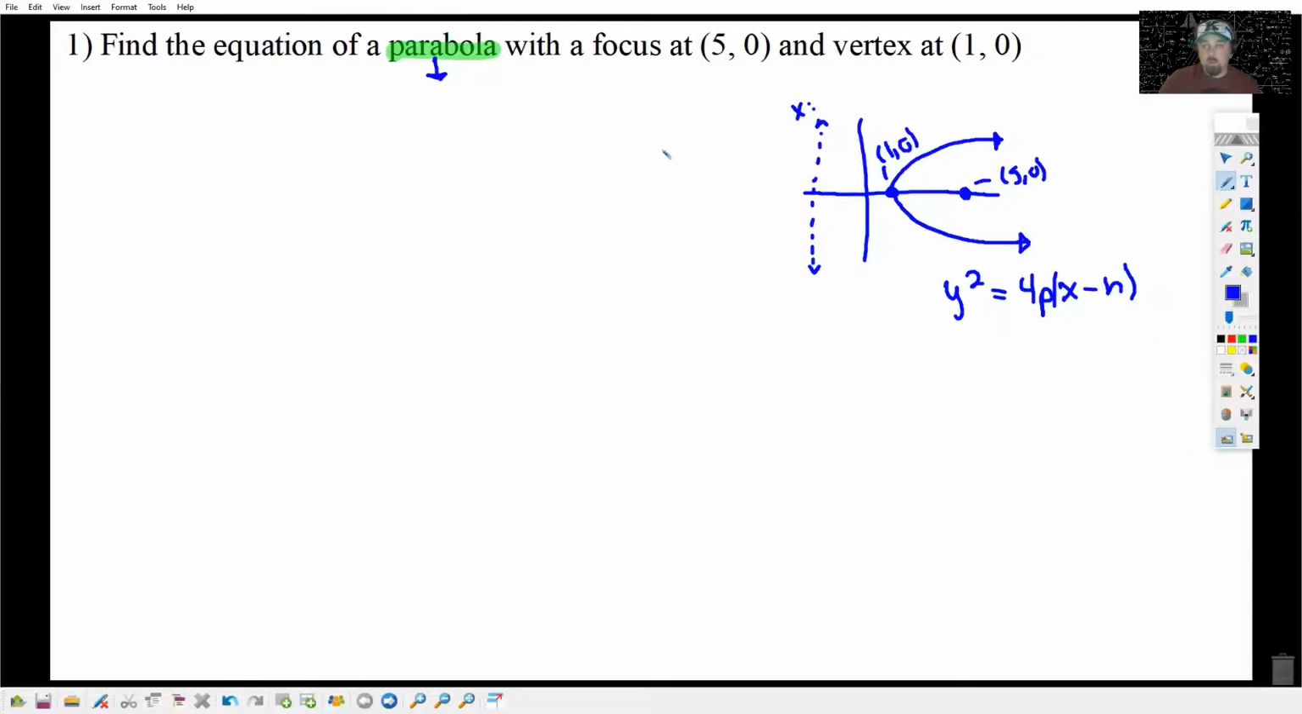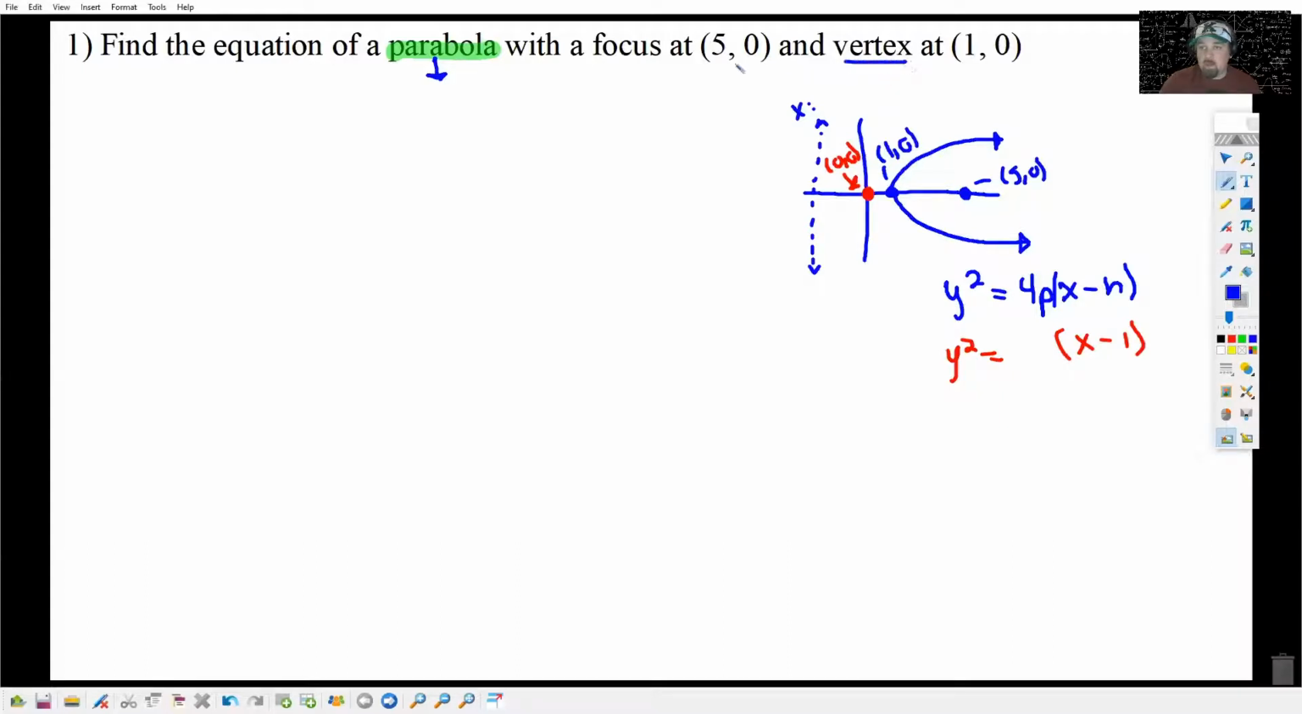So how far has this thing been shifted? The vertex should be right here at (0, 0), meaning it's been moved 1 unit. So we know this part of our equation: that x is x minus 1, and y squared is still y squared. What we need to figure out is what p needs to be. Normally the focus was p, but it's p with the transformation attached to it.